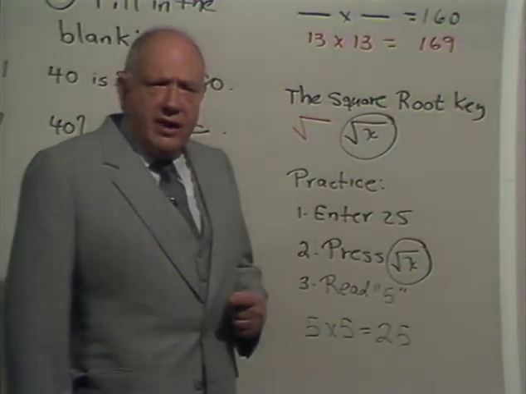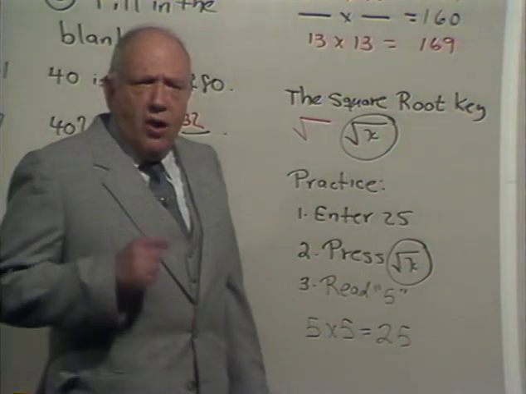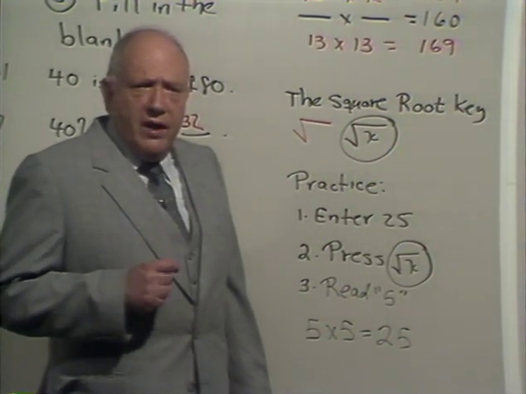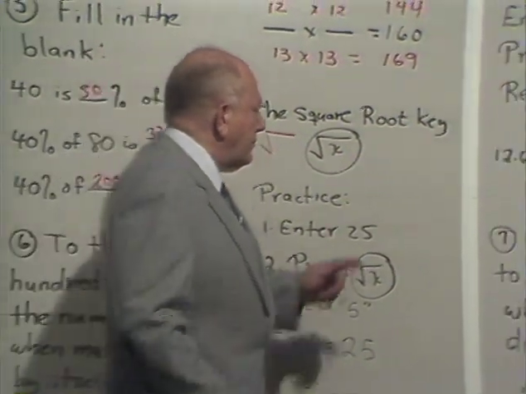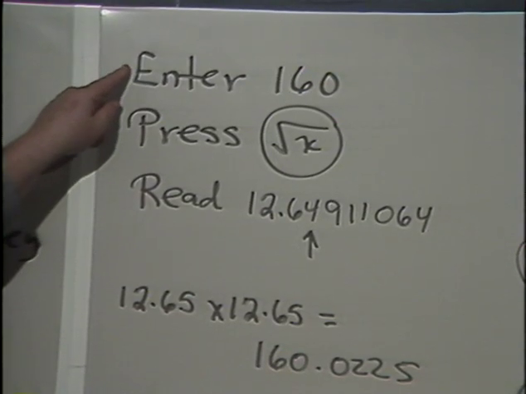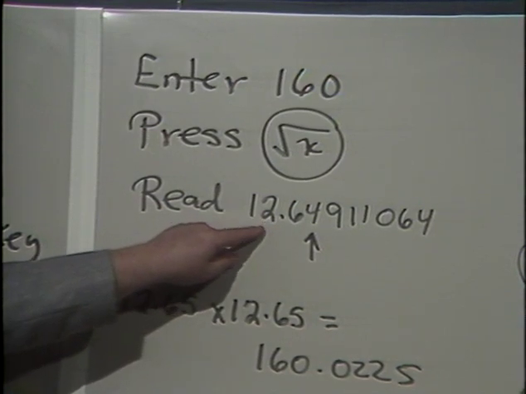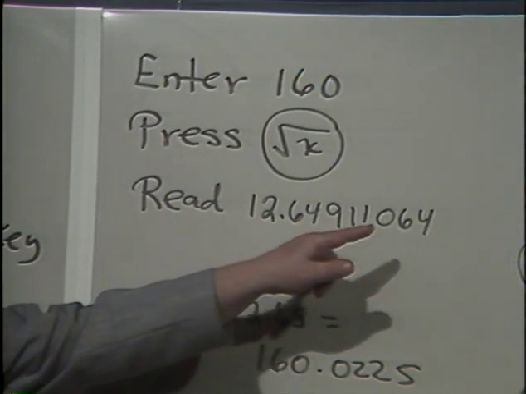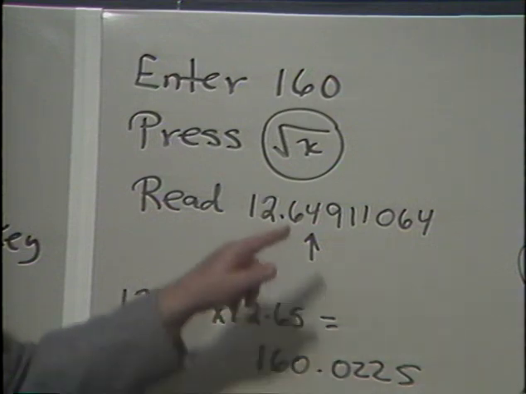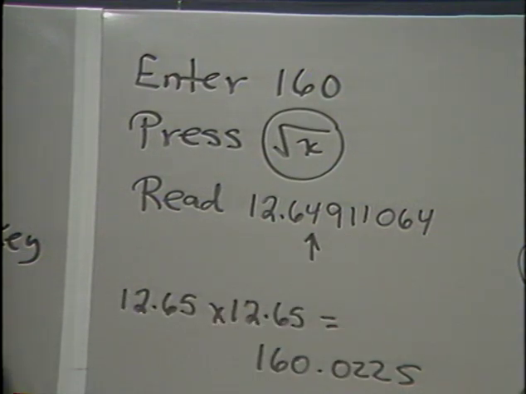Let's try the calculator now on the problem we just talked about. What number multiplied by itself gives you 160? Well, we enter the 160, we press the square root sign, and what do we read? 12.649110064. In a second, this whole thing lights up, and there is the square root to all these decimal places.